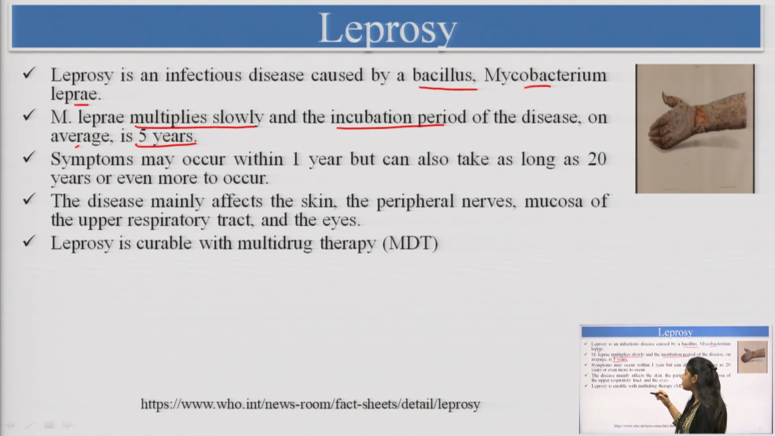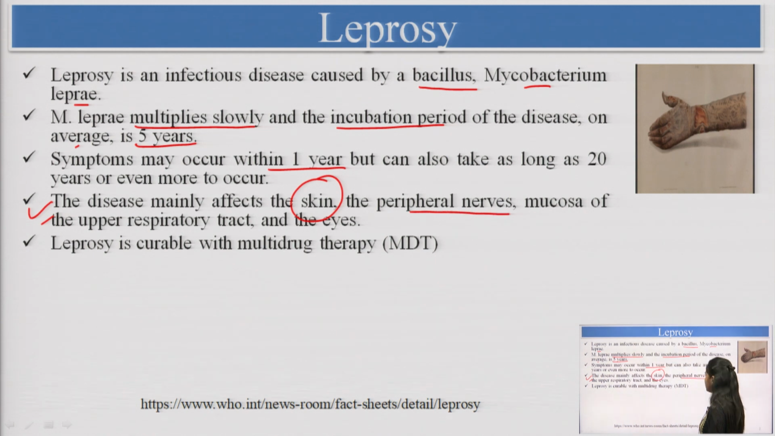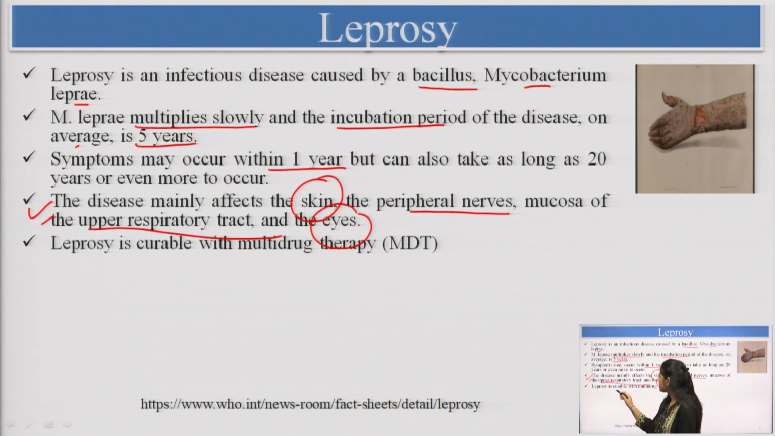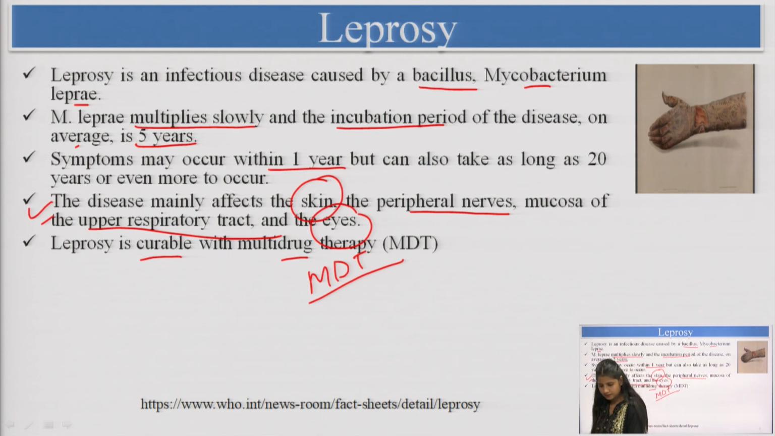Now, what are the symptoms of this disease? The symptoms are skin lesions. There will be very severe skin lesions and they are very painful. Symptoms may occur within 1 year, but it can also take more than this time. This disease affects the skin area or the nerve area, the mucosa of the upper respiratory tract, or the eye area. It is curable with MDT, multi-drug therapy. So, we will see what drugs are used under this.